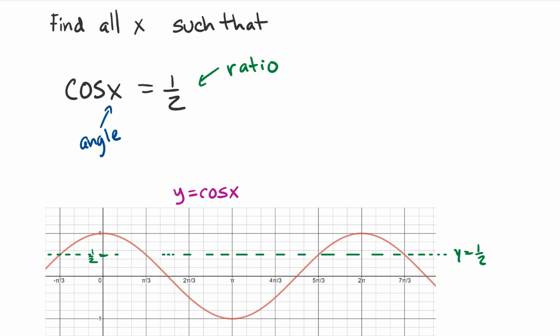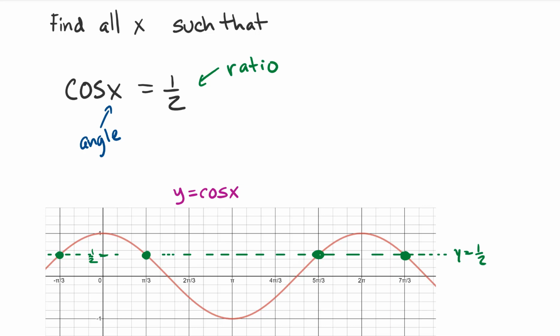But we can see we would hit a point here. We'd hit a point here. We'd hit a point right there. And we'd hit a point right there. And if you were to keep going, there's infinitely many places such that cosine of x is equal to a half. So we're going to do a general thing.